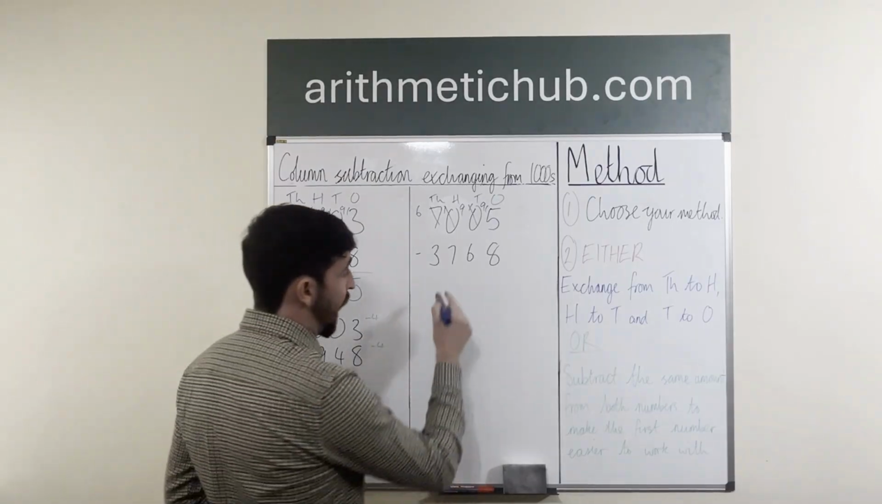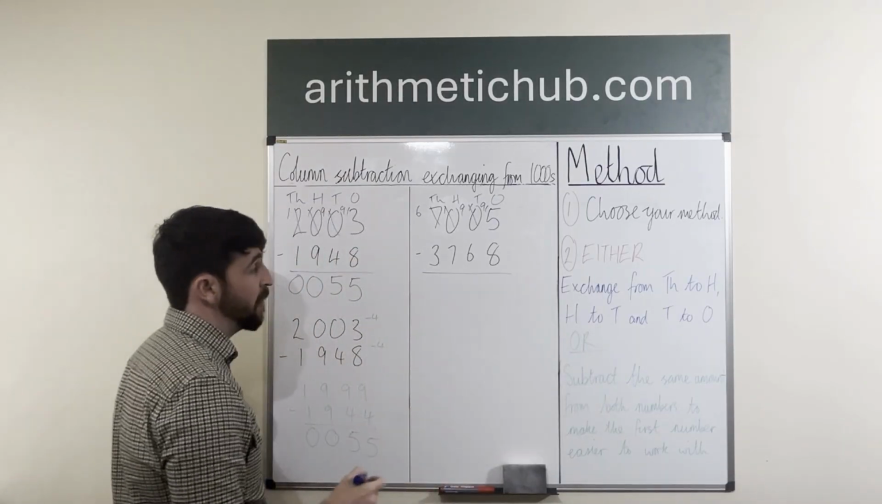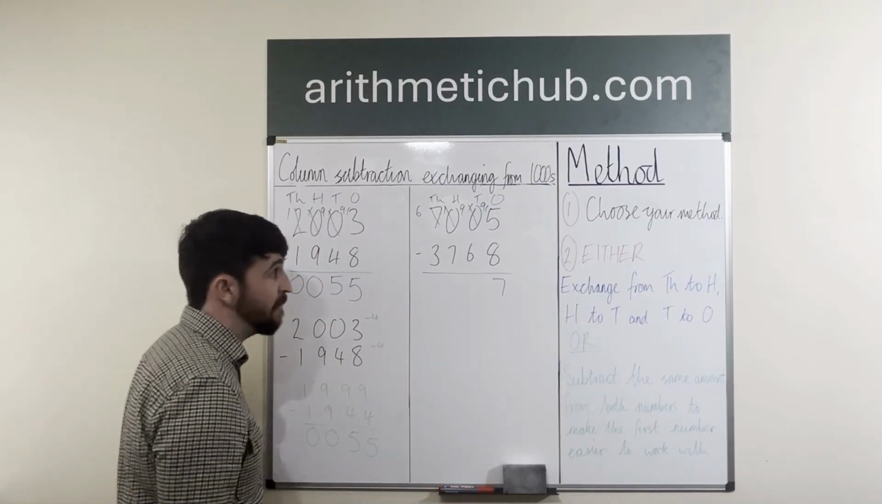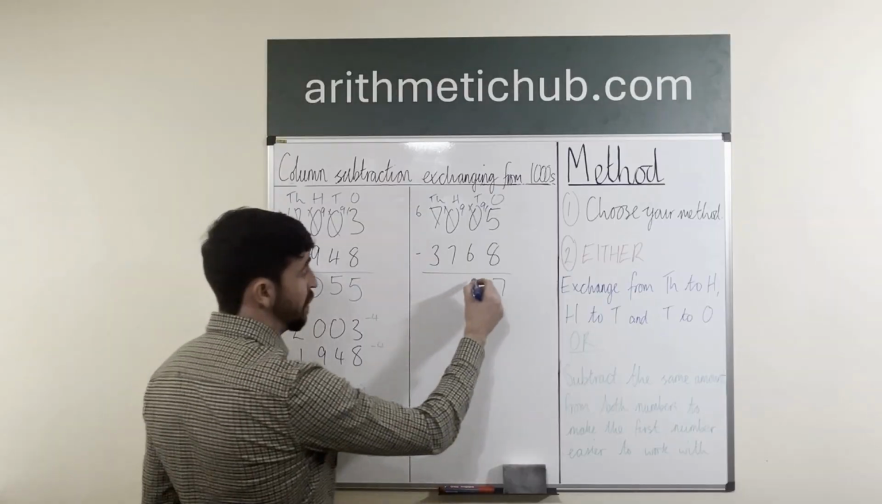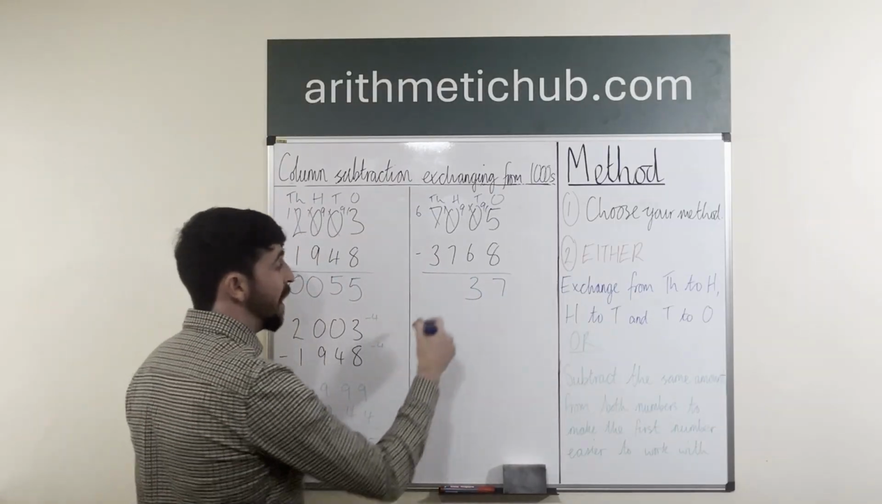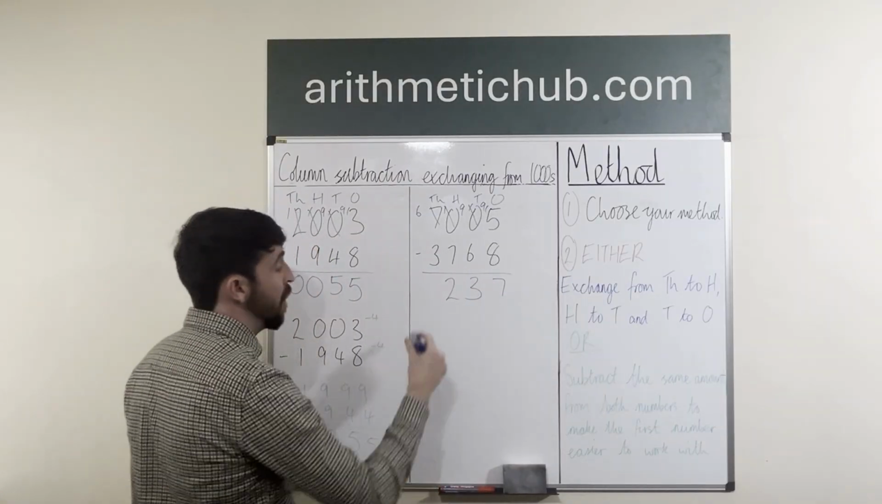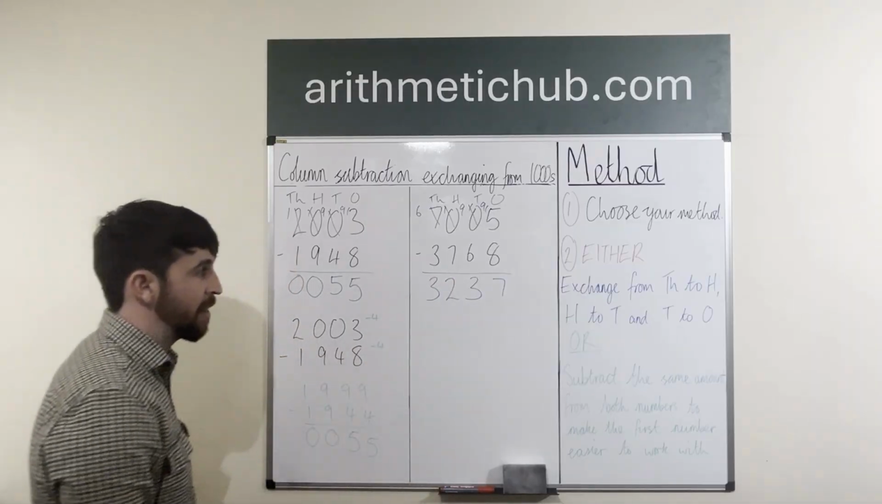15 take away 8 we can now do. 15 take away 8 is going to give me 7. 9 take away 6 we can do, which is going to give me 3. 9 take away 7 is going to give me 2. 6 take away 3 is going to give me 3.